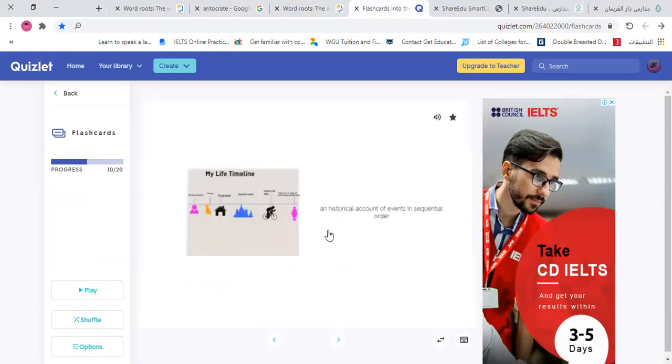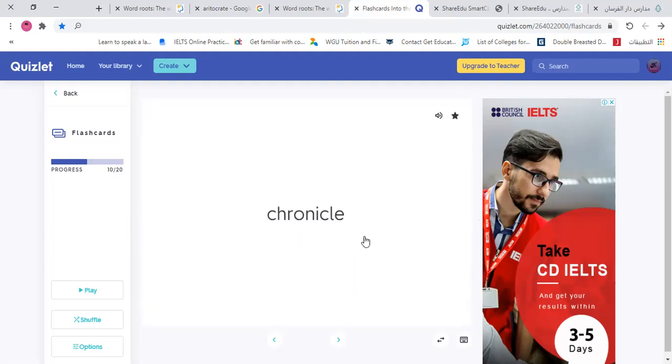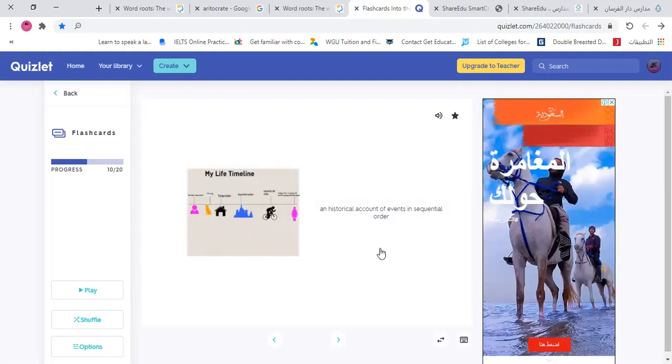Then we have chronicle. Chronicle, it means what? It means a historical account of events in sequential order. Like, for example, if I want to write my lifetime, I would put my childhood, and then when I grow up, and then when I have a pet, and then when I grow up to be in the college, and then how I ride a bicycle, and then how I become a big woman. Then this is what I call chronicle. Chronicle is like events, but they come in order.